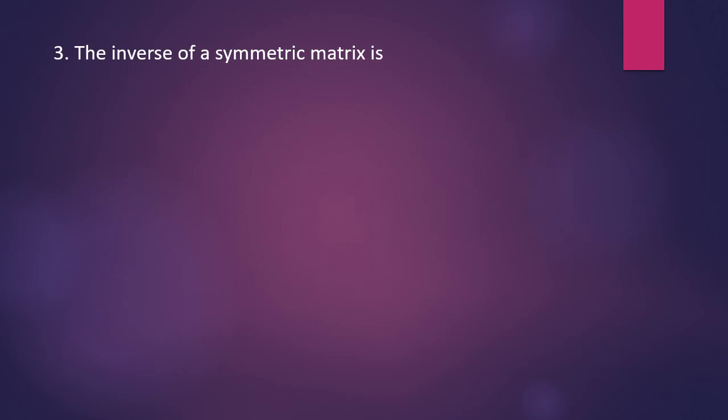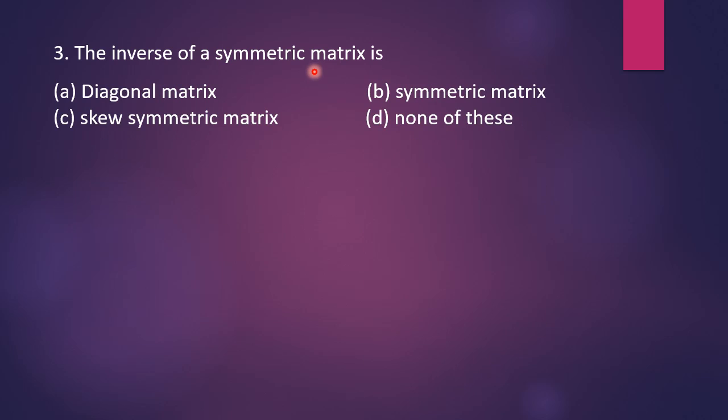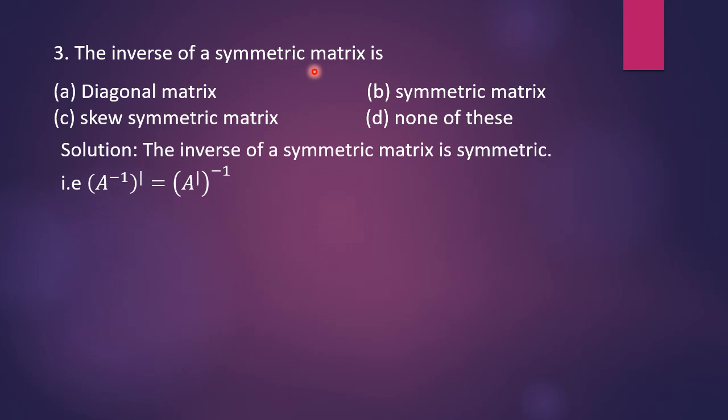The third question is: what is the inverse of a symmetric matrix? You know a symmetric matrix is a matrix in which, if you take the transpose, you will get the same matrix. That is, if A is a matrix, then A transpose is equal to A. That is known as a symmetric matrix. So we have to choose any one of the options here.